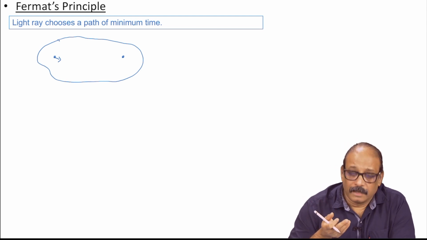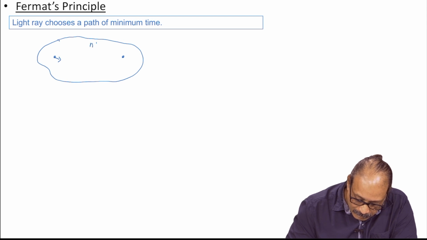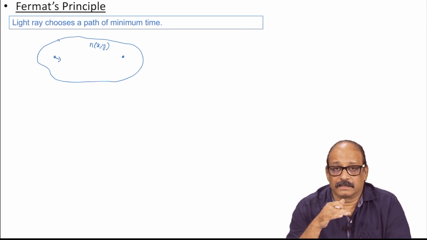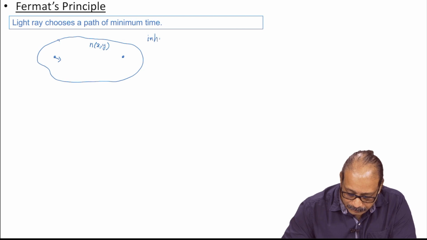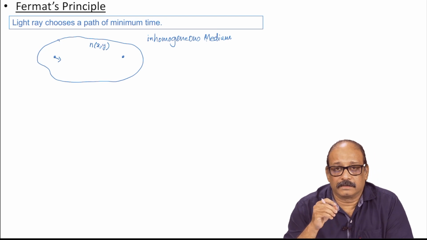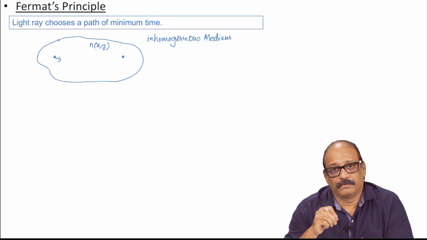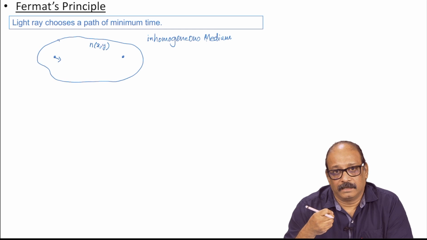The catch is of course that the refractive index here is probably a function of space. It is an inhomogeneous medium. So, in the inhomogeneous medium, what happens to the velocity at each point? At each point the velocity of the light would be different and will be given by c by n.